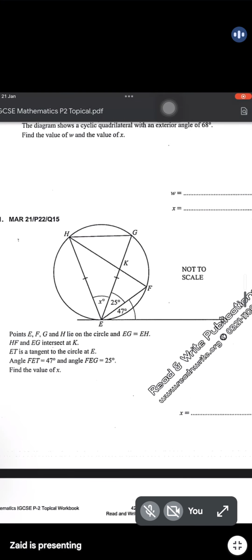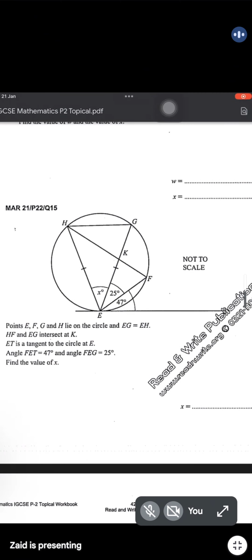We'll do it. So they're saying points E, F, G, H lie on the circle and EG equals EH. EG equals EH, that means their angles are going to be equal. ET is a tangent. Angle FET is 47, angle FEG is 25.